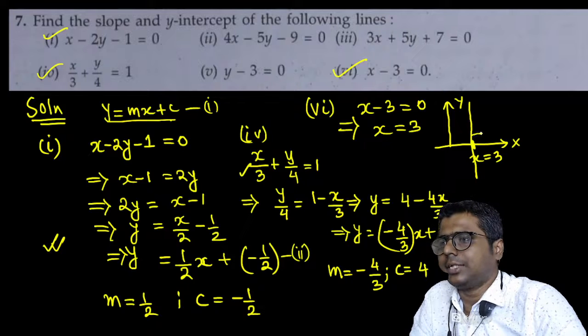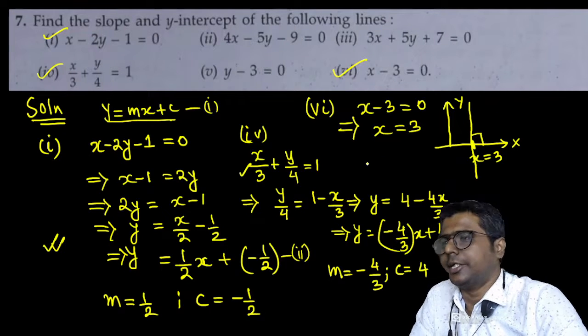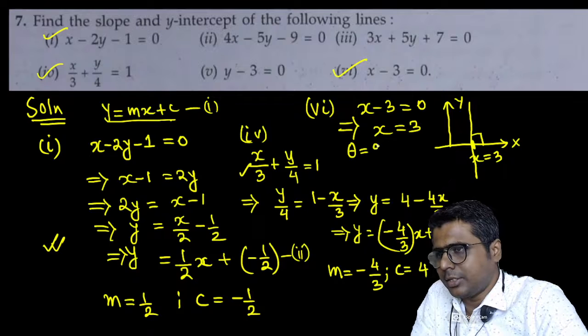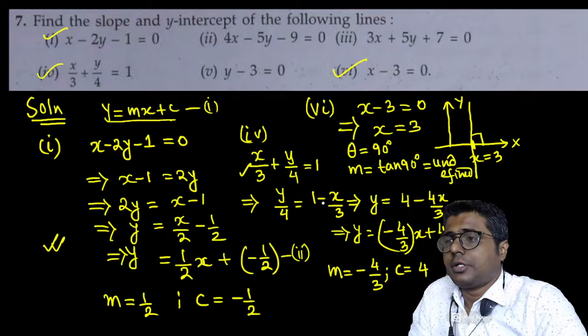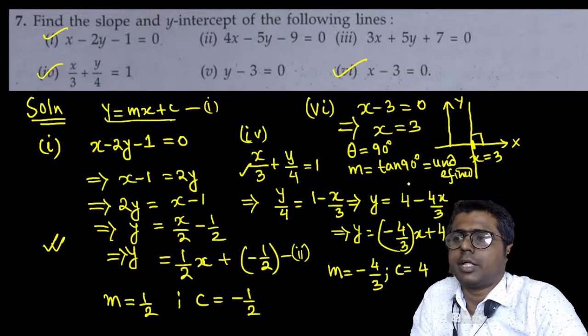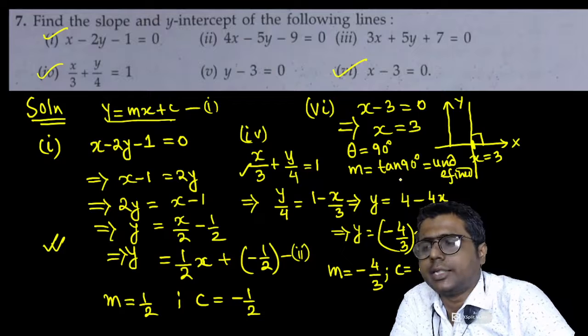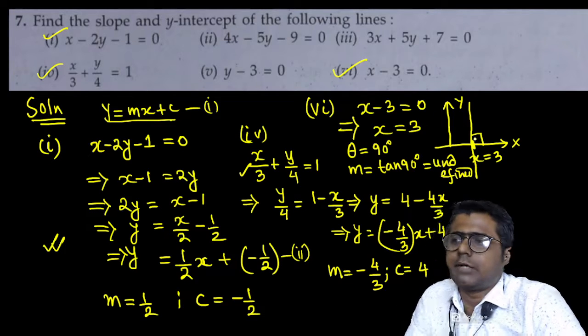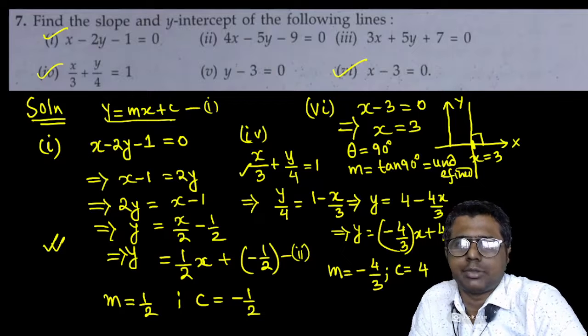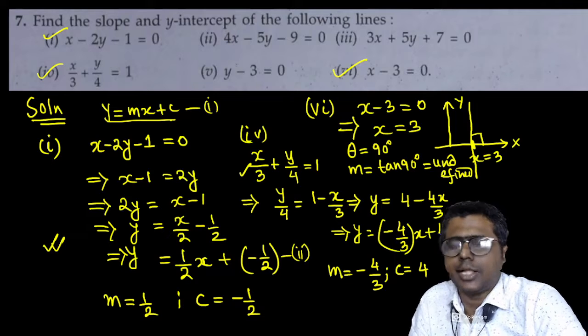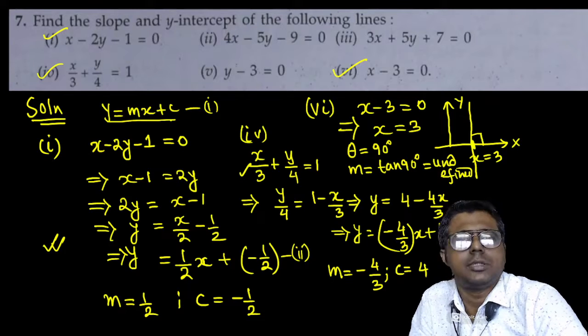So what angle does it make with the x-axis? 90 degrees. So I can write theta is equal to 90 degrees. If you now want to find the slope, it will be m is equal to tan 90 degrees, which is undefined. So the slope is found. Now if anyone asks what the y-intercept will be, there is no y-intercept for this line because it is never going to meet the y-axis. So you will write, as this line is parallel to the y-axis, the y-intercept is not possible.